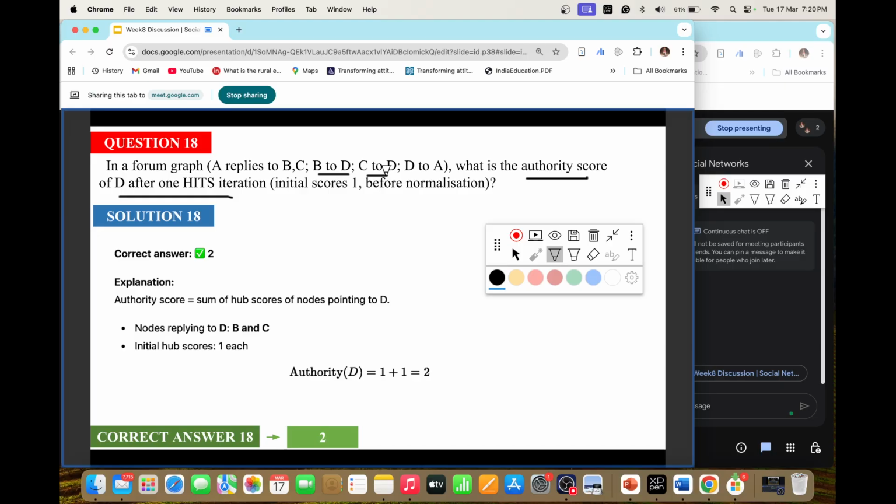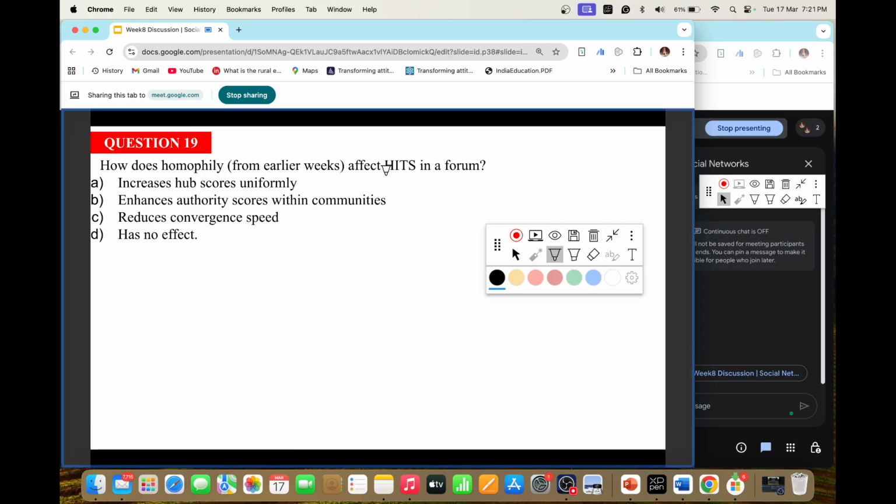So always remember this thing: authority means incoming, hub means outgoing. Okay, so you have to understand that wherever authority is, you have to see the incoming links. Wherever there is hub score, you have to see the outgoing links. But hub score is decided only after the authority. So keep this in mind. So option 2 is the correct answer.